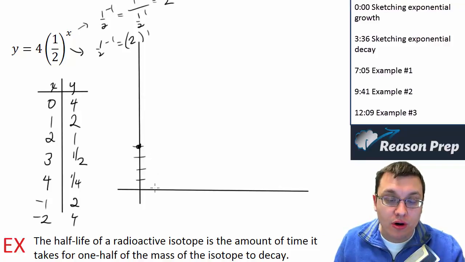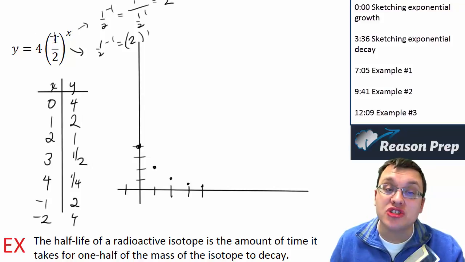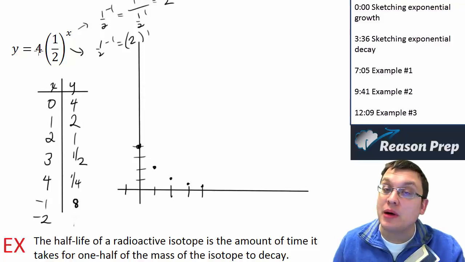Here's 0, 4, 1, 2, 2, 1, 3 1/2, 4 1/4, -1. Wait a minute, this should be, oh, I forgot to multiply this. This is 2, right? 1/2 to the -1 is 2, but then we've got to multiply it by 4. So this becomes 8. Sorry about that. This is 8. Got to multiply by that 4.